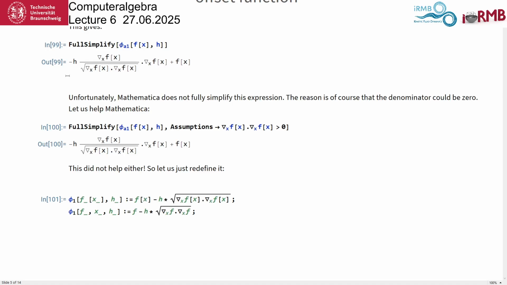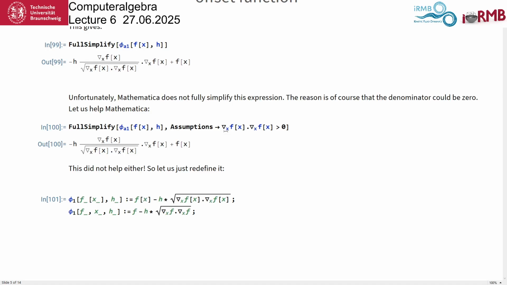I try to use assumptions, so we had this in the exercise a lot, using assumptions to say, okay, this is 0. I was expecting that it would be able to simplify this, but it may not be able to, because the gradient can be 0. Actually, there's a problem: this whole thing doesn't work when the gradient is 0.